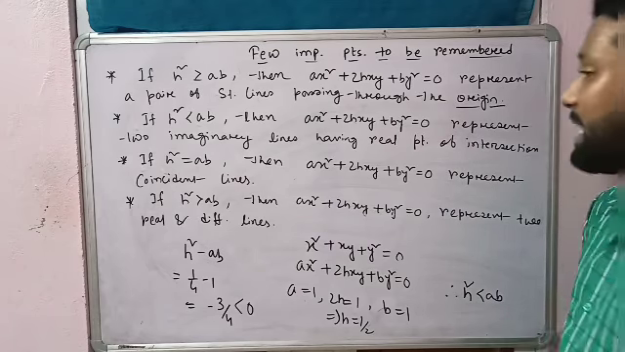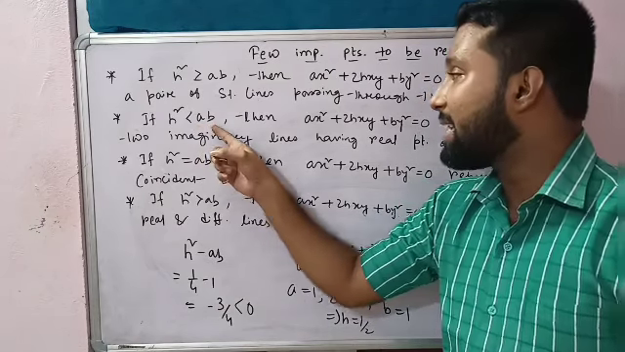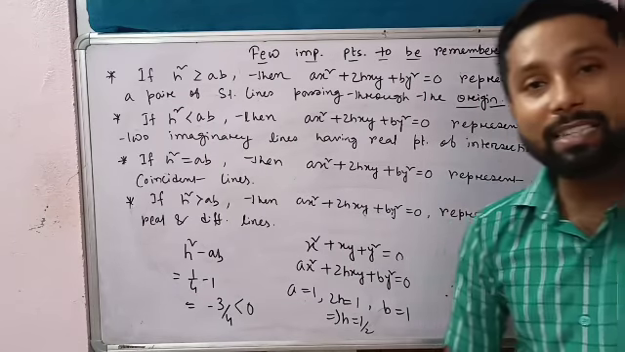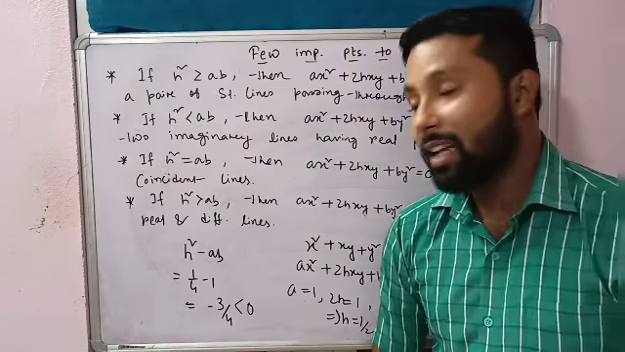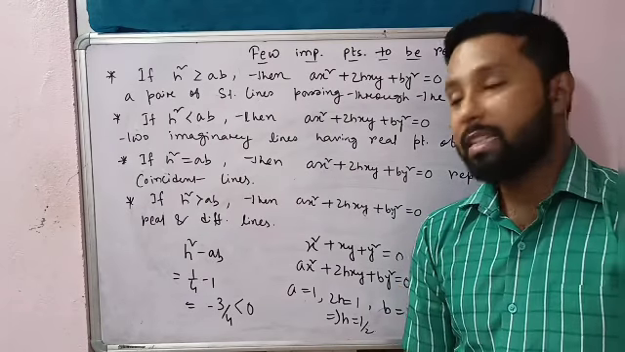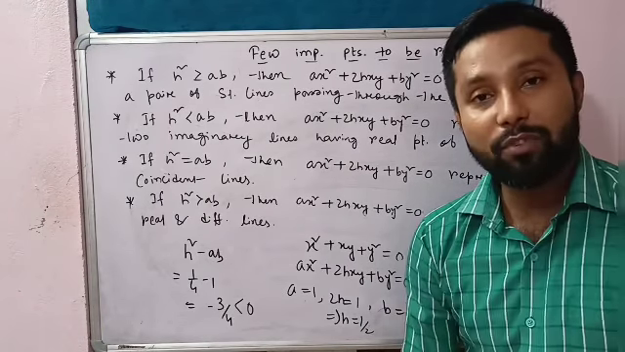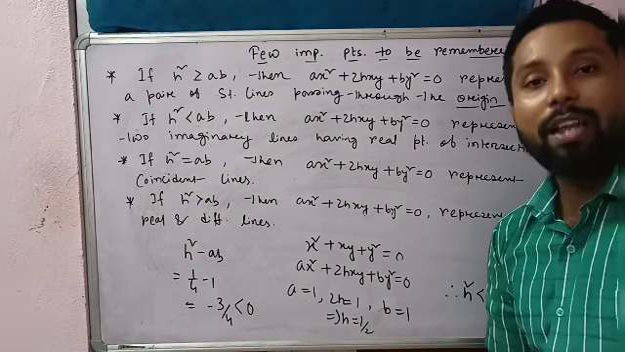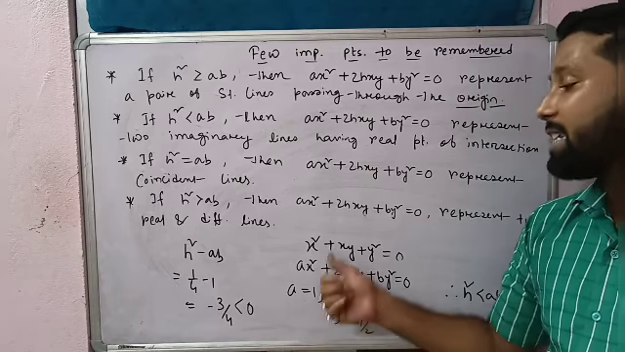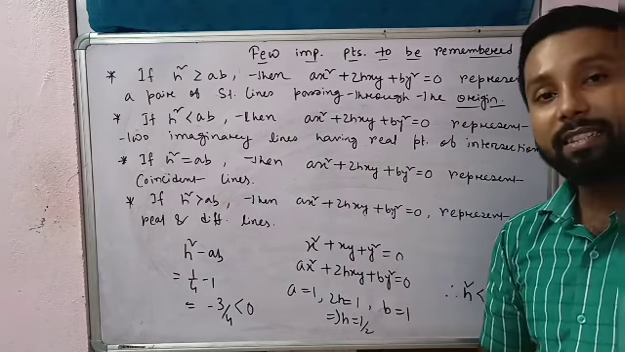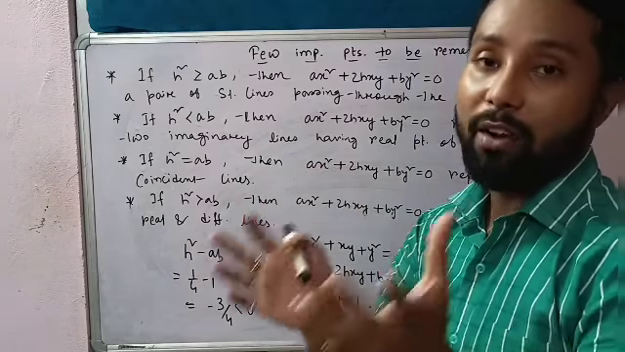Now since h square is less than AB, which condition? h square less than AB होने से this equation represents what? Two imaginary lines. So the question क्या था? Does this equation represent a pair of straight lines? No. This equation does not represent a pair of straight lines because h square is always less than AB. Since h square is always less than AB, therefore this equation represents two imaginary lines. Okay, so like this you have to check.